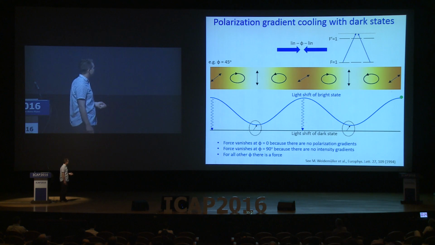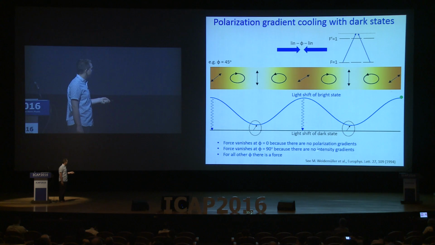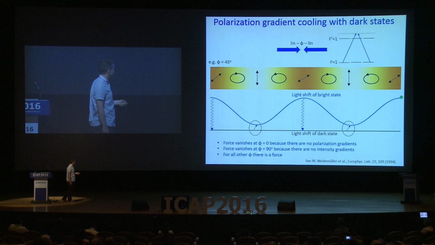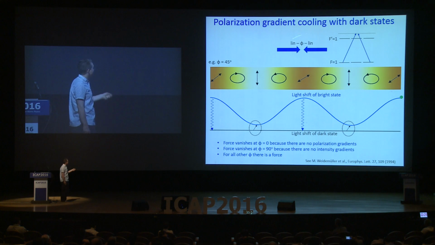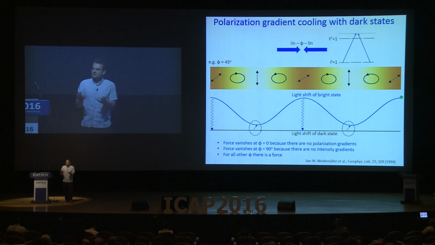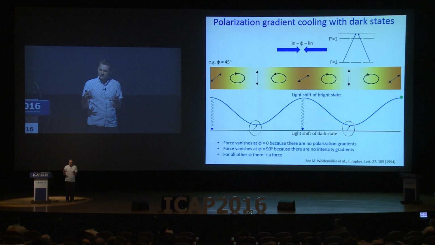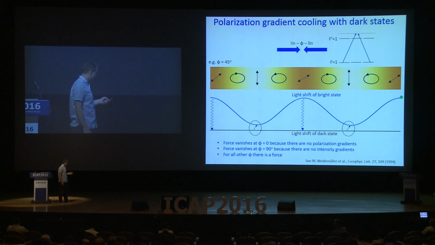And now you see that if you put phi equal to 0, the force will vanish because there are no polarization gradients. If you put phi equal to 90 degrees, that's lin-perp-lin, the force vanishes again because in that case there are no intensity gradients. But for all other values of phi, there's a force. And I'm highlighting this because now if you go back to the three-dimensional case, even for the standard polarization configurations, and think about a molecule or an atom moving in some arbitrary direction through this three-dimensional light field, in general, it will be seeing gradients both of intensity and of polarization. And so this mechanism here ought to be operating.